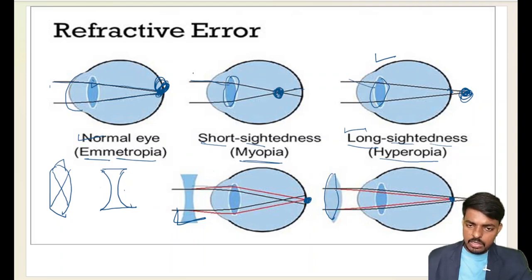So we are keeping the biconcave shape lens, which means the light rays bend here, which is helpful to focus over the retina, so the person can see easily.